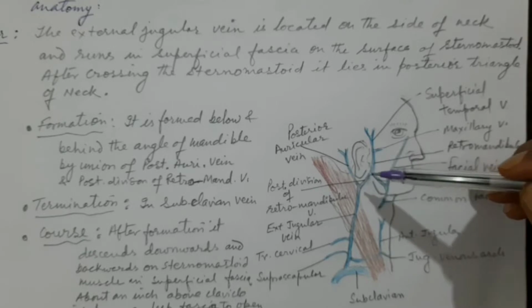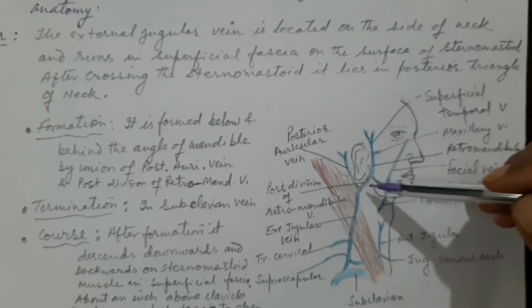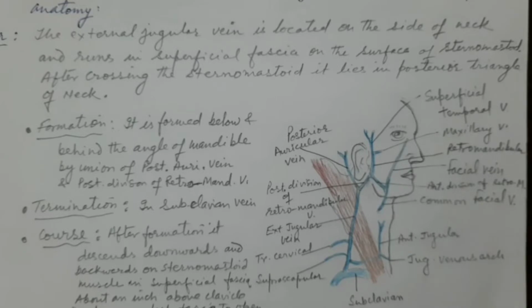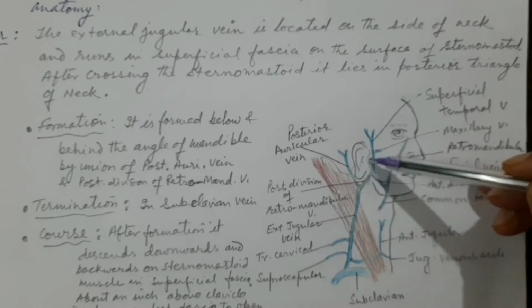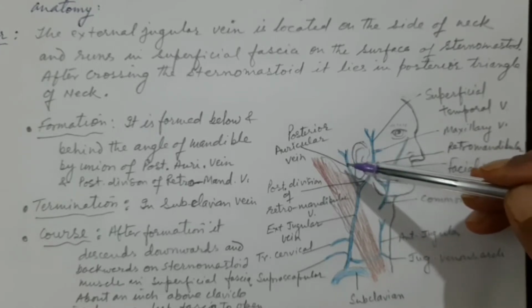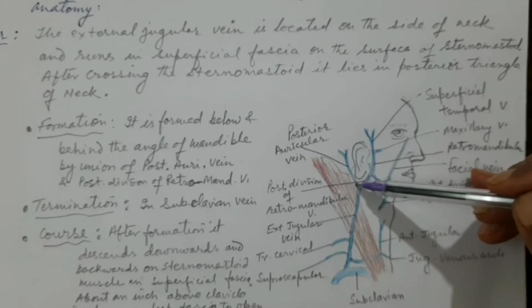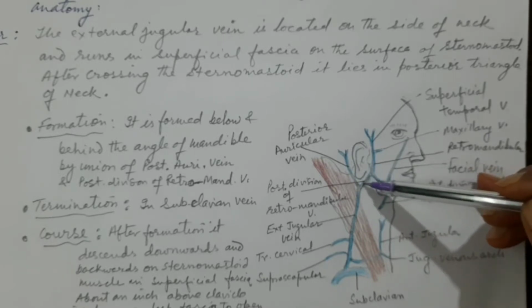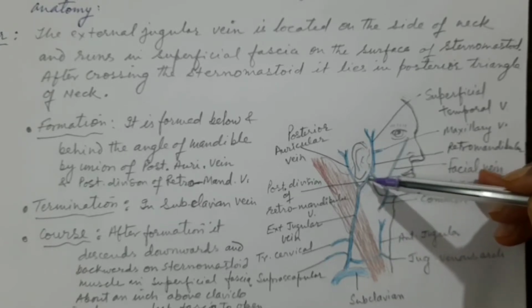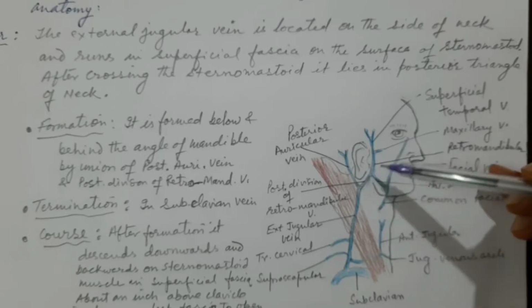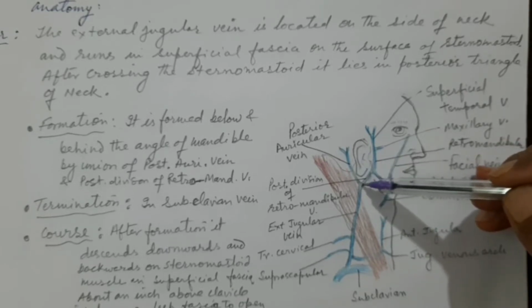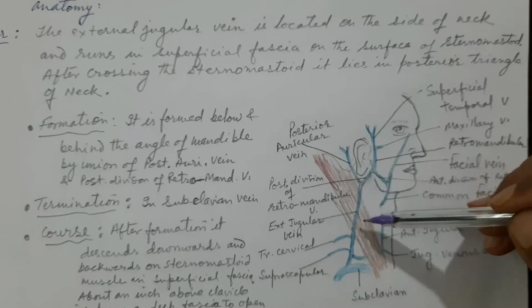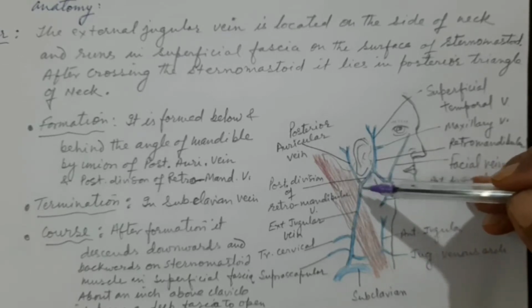It is formed below and behind the angle of the mandible by union of the posterior auricular vein. See this: this is the auricle, and behind it is the posterior auricular vein. It joins just below the auricle, behind the angle of the mandible, with the posterior division of the retromandibular vein. The posterior division and the posterior auricular vein unite to form the external jugular vein. Thus it is formed.